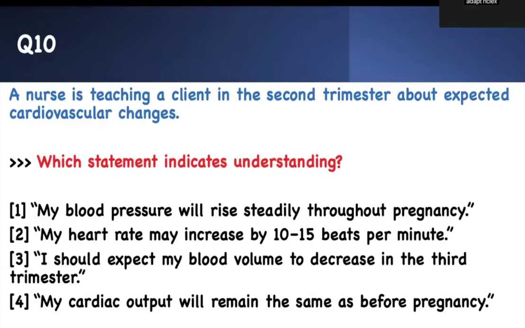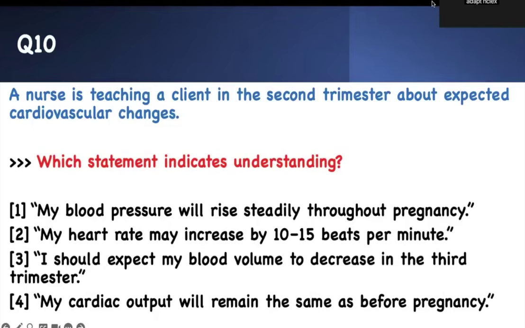Therefore, my blood pressure will rise steadily throughout pregnancy. It's not going to remain the same. My heart rate may increase by 10 to 15 beats per minute. It may sound like, right? I should expect my blood volume to decrease. Well, you have another baby, more blood. My cardiac output remains the same as before pregnancy. You have more blood. It's not going to remain the same.